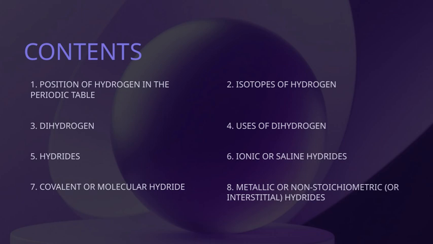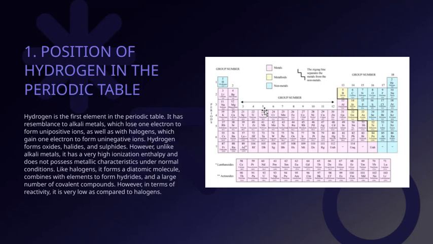Lastly, understanding the position of hydrogen in the periodic table is fundamental. Hydrogen sits at the top, with unique properties that set it apart from other elements. Its position influences how it interacts and bonds with other elements, shaping its diverse roles across chemistry and industry. This overview ties all these points together, highlighting the versatility and importance of hydrogen and its compounds in science and technology. Let's talk about the position of hydrogen in the periodic table.